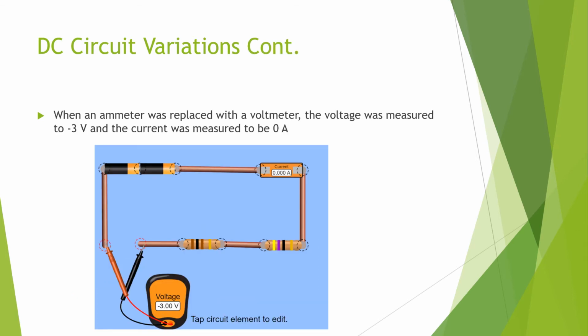Another circuit variation we modeled was when an ammeter was replaced with a voltmeter. In this model, the voltage was measured to be negative 3 volts and the current was measured to be 0 amps. This makes sense because voltmeters must have very high resistances for them to work correctly.